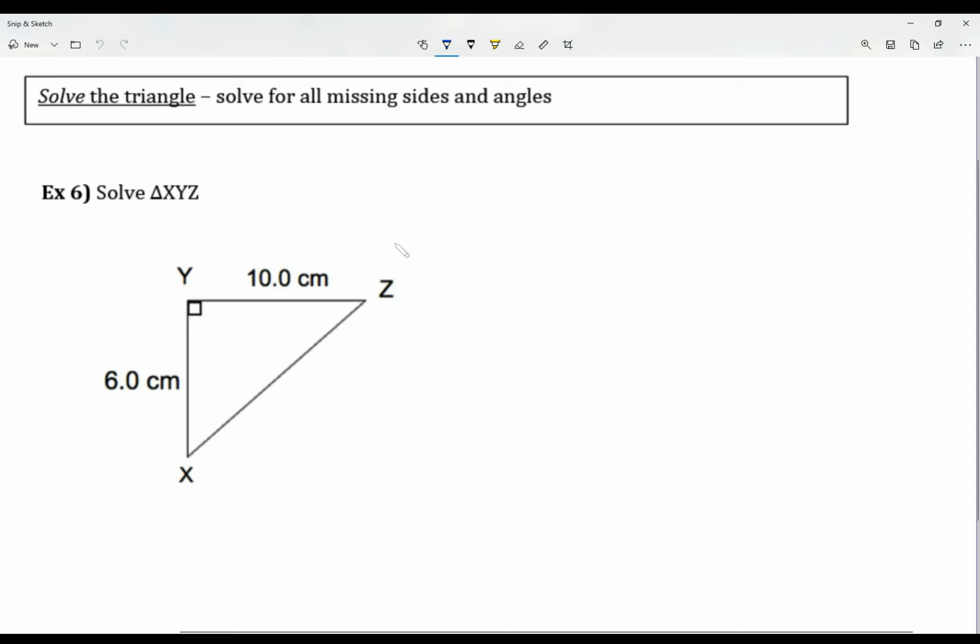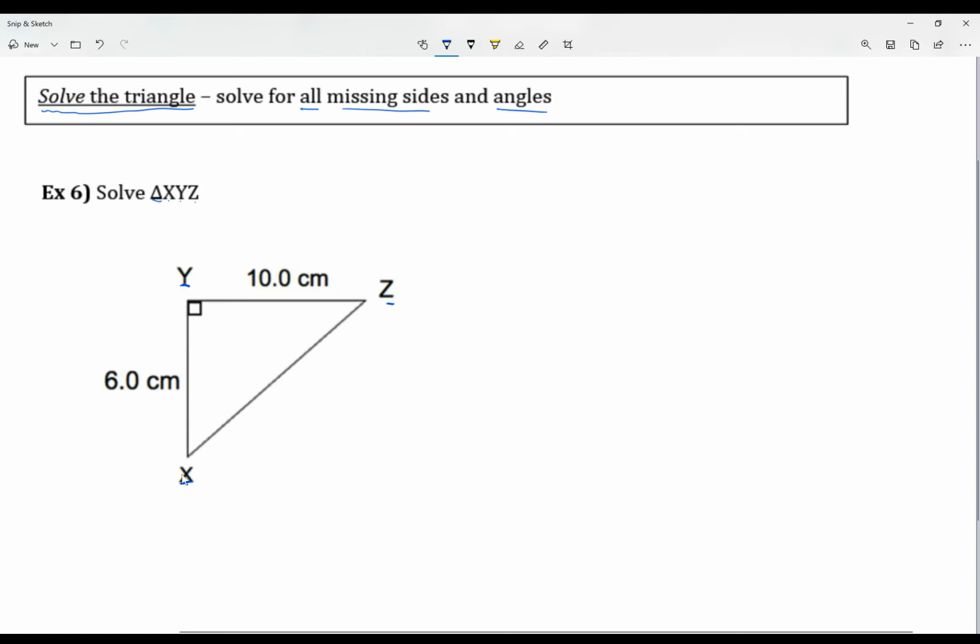Okay, here's the next section in lesson 2 that I want to talk about. If a question asks you to solve the triangle, like triangle XYZ, that's this triangle, XYZ. It wants us to solve for all missing sides and angles. So everything that I don't know.